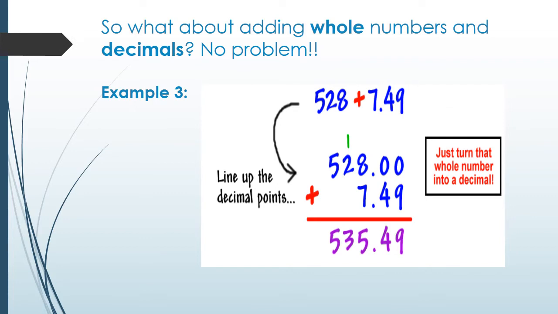We start adding from the right. 0 plus 9 equals 9. 0 plus 4 equals 4. Add the dot. 8 plus 7, 15. So 5 and the 1 up. 1 plus 2, 3. 5 plus 0, 5. So the answer is 535 and 49 hundredths.